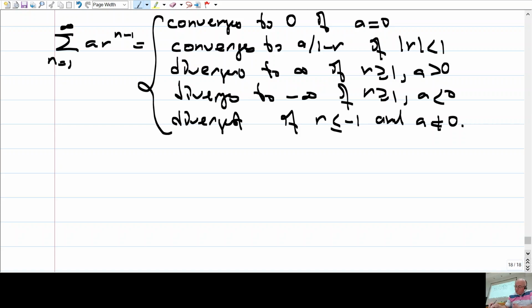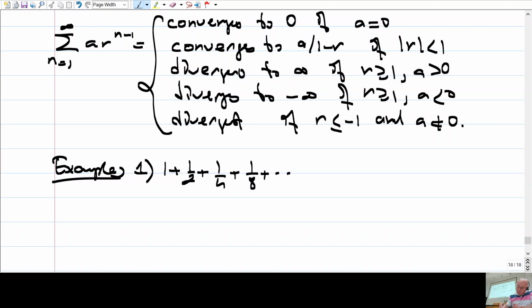All right. So let's do a couple examples real quick. For example, this series, not sequence, I'm sorry. This is just the geometric series. The sum of 1 over 2 to the power n, n from 1 to infinity, minus 1.